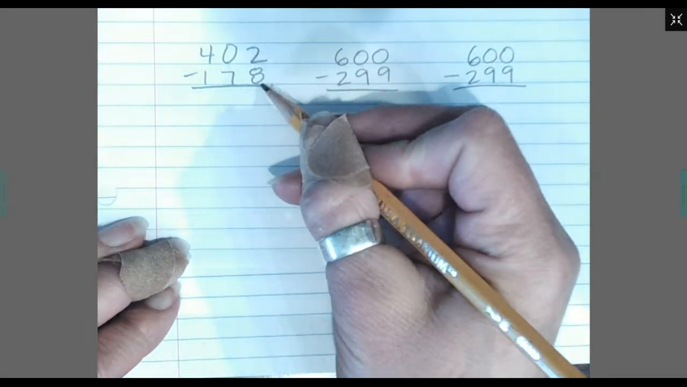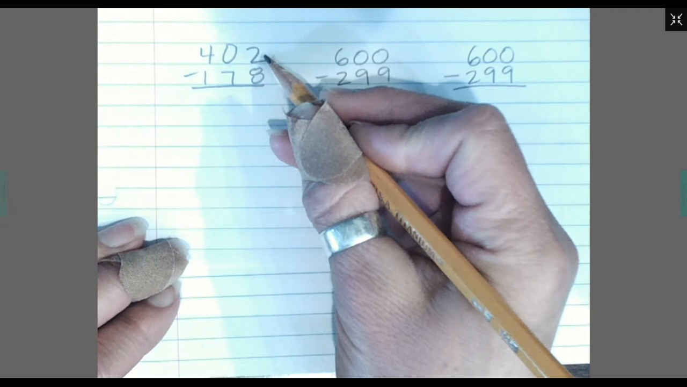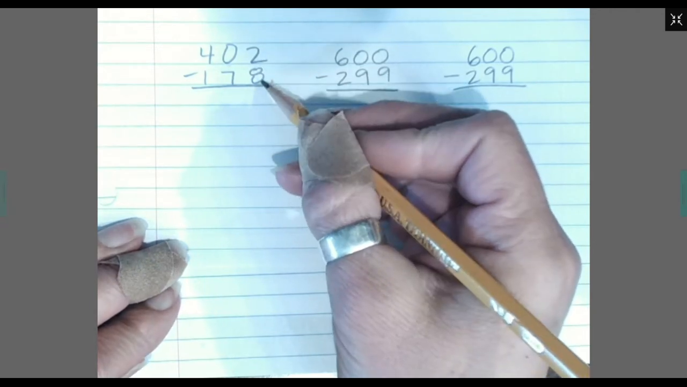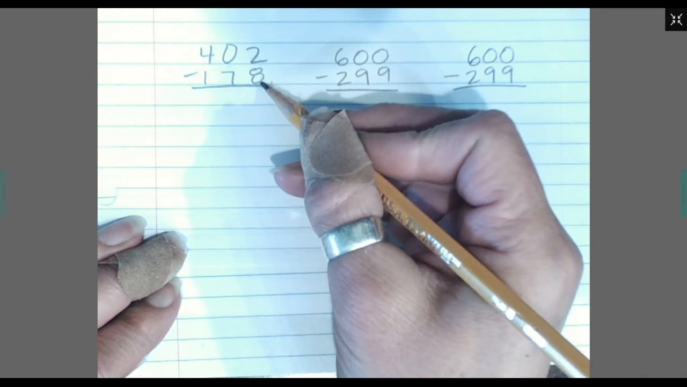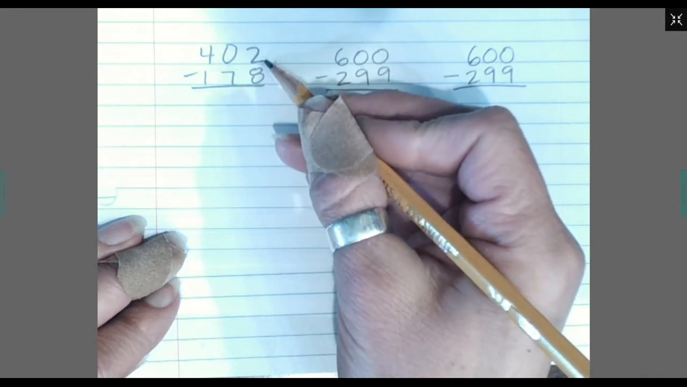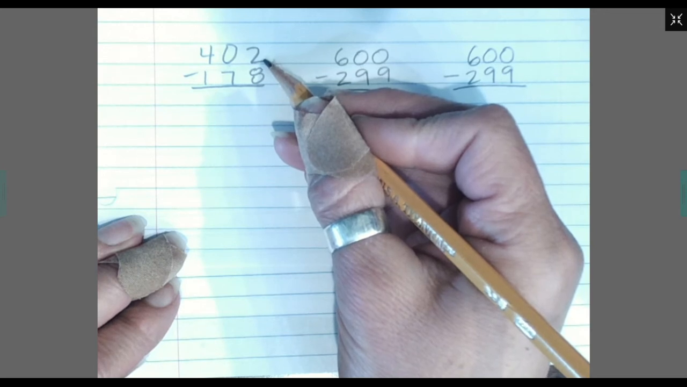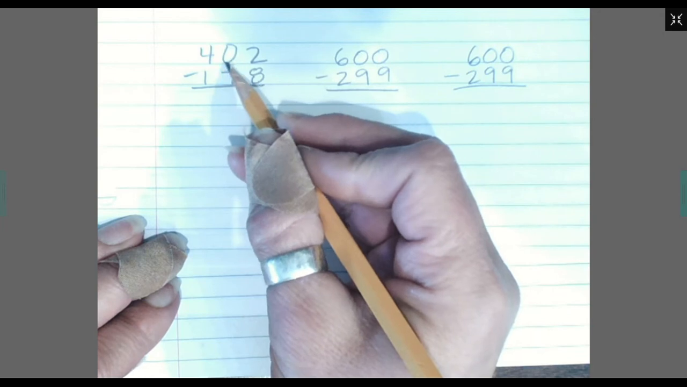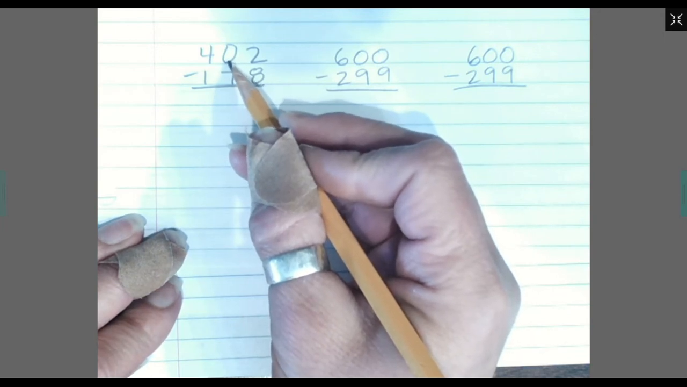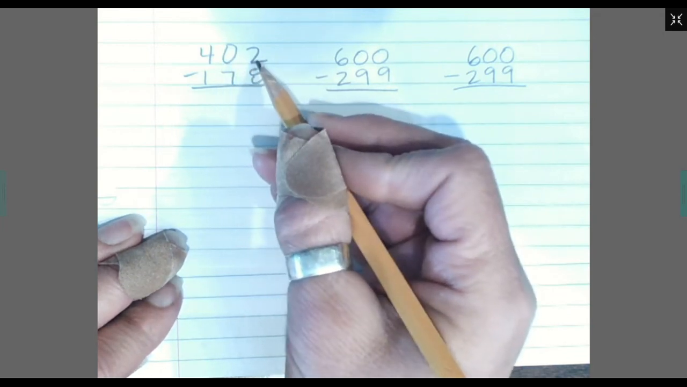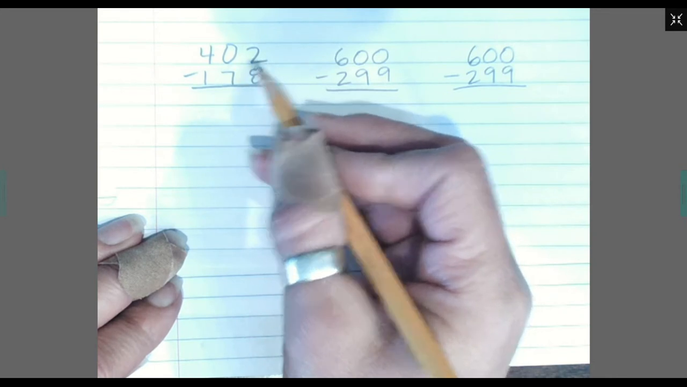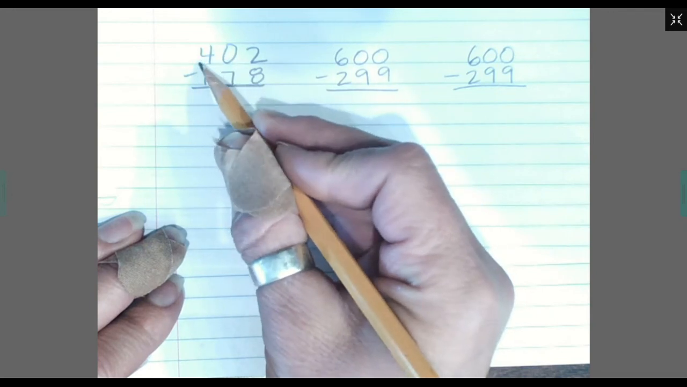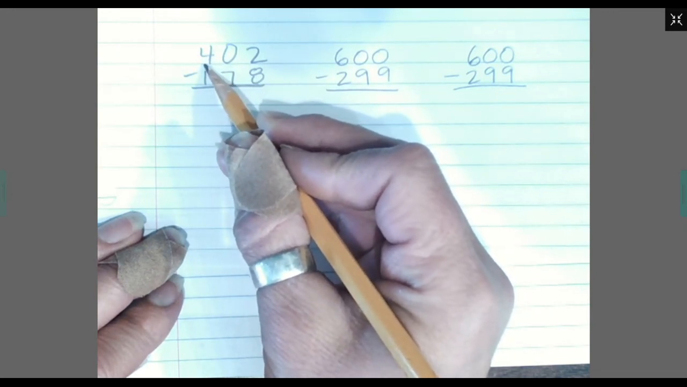Now, can I take 8 ones from 2 ones? Remember, standard algorithm, we always want to start subtracting in the ones place. No, I can't. I cannot take 8 away from 2. So I'm going to have to go to the next place value over to borrow a value from there and add it into this place. But the problem is there's nothing there to borrow. So I have to go even further. I have to go yet to the next place over.